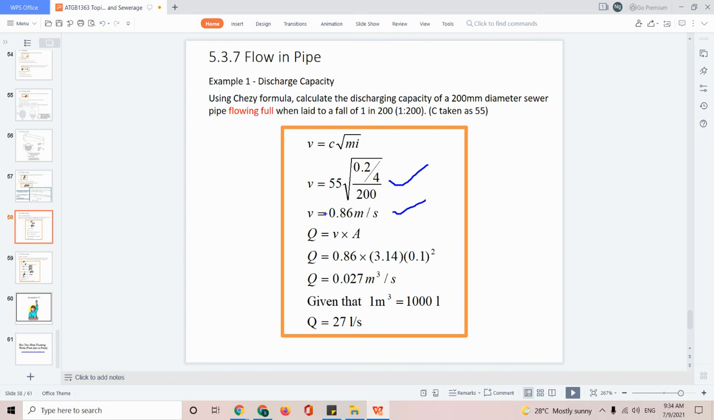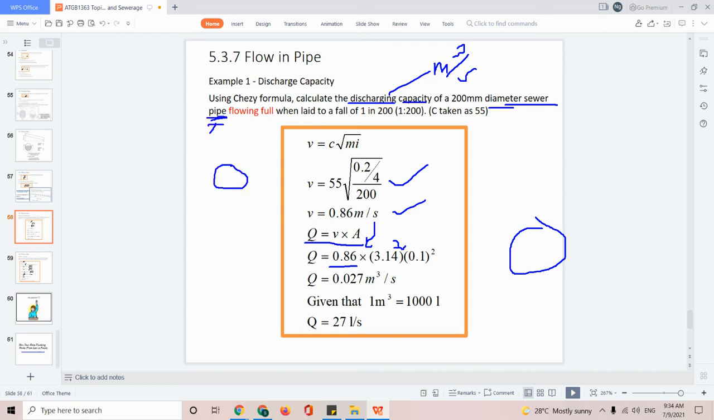And then with your V, we know that Q is equal to VA. To find out the discharge capacity, meaning how much water, this is in meter cube per second. So we have our V, we put it in here, and then we multiply it with our area. What is the area of the circle? In this case, our diameter, although it's not mentioned directly, this is a circular sewer pipe, as mentioned here, this is a pipe. So usually it's round, and then you're given a diameter.